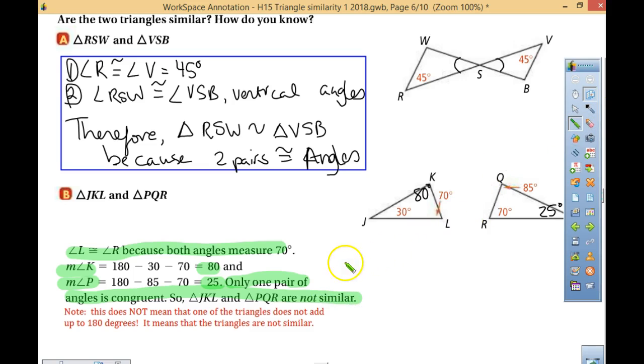So when I am looking at yours, and we take our test next week, this will be the kind of phrase I'm looking for. No, this does not mean that one of the triangles does not add up to 180. It just means these two are not similar to each other.